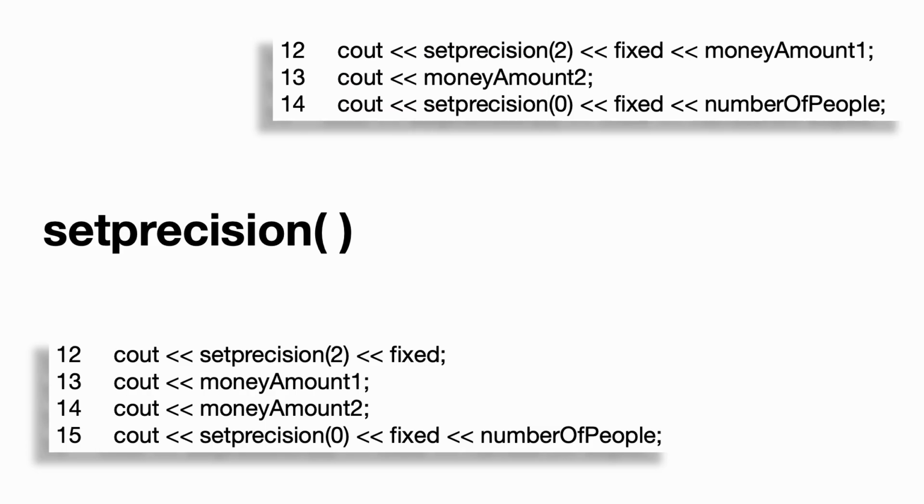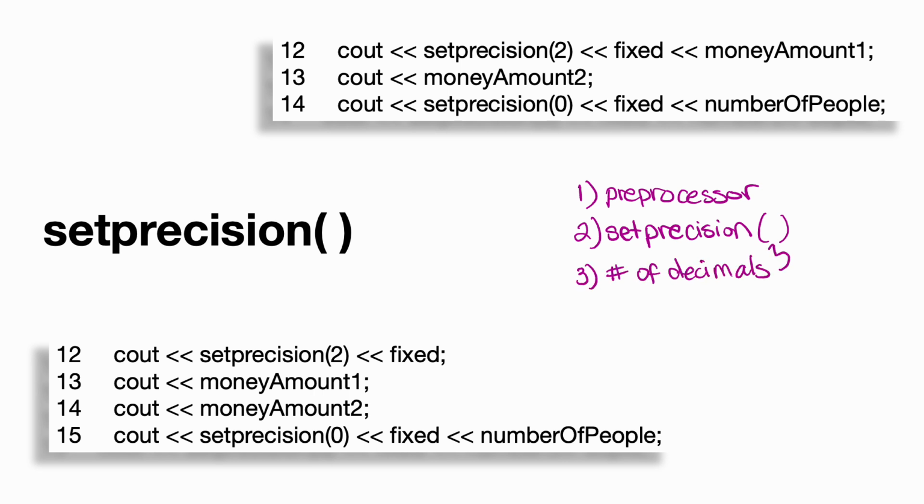There are a few ways you can lay out your code to use it. The way that you choose is part of your personal programming style. The only things you have to remember are to have the preprocessor, to type set precision, to add the number of decimals that you want, and to declare it as fixed.